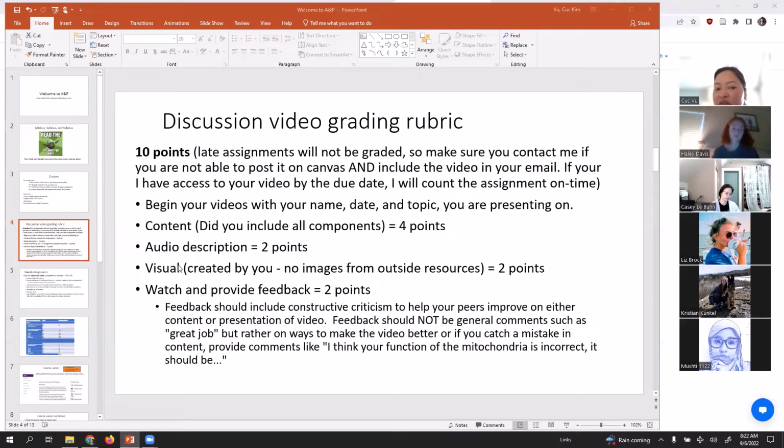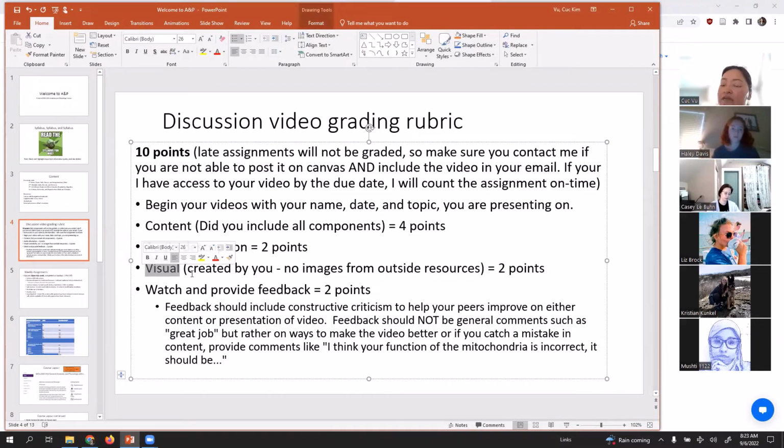The other 2 points is for visuals. Now this one is what students lose points on mostly, the visuals, okay? The visuals is very specific. You must have a visual that helps to explain your topic. Like it can't be just a generic video, or it can't be a picture of a water slide, so on. It's gotta be a visual that supports your discussion topic first, okay?